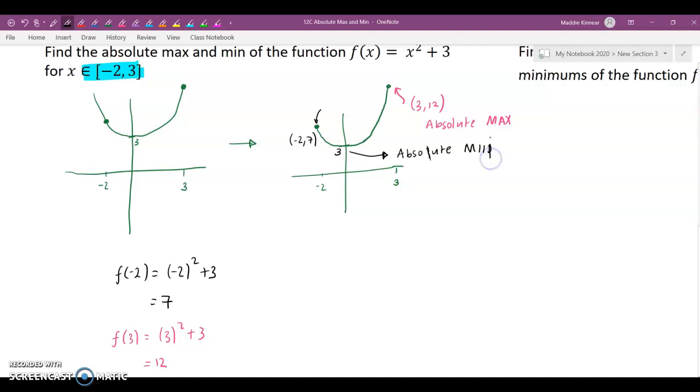Now the final point that we need to be careful about is this end point on the other side over here. This guy here is neither an absolute nor a local. He's not an absolute because there is a lower point than him, and also he is not a local because ends of domains cannot take local maximums or minimums.